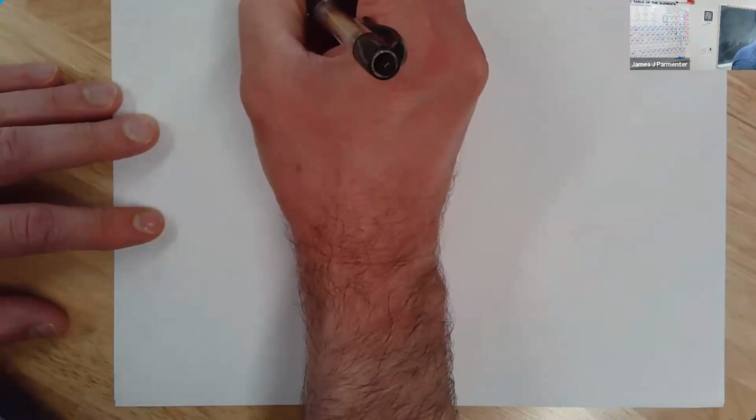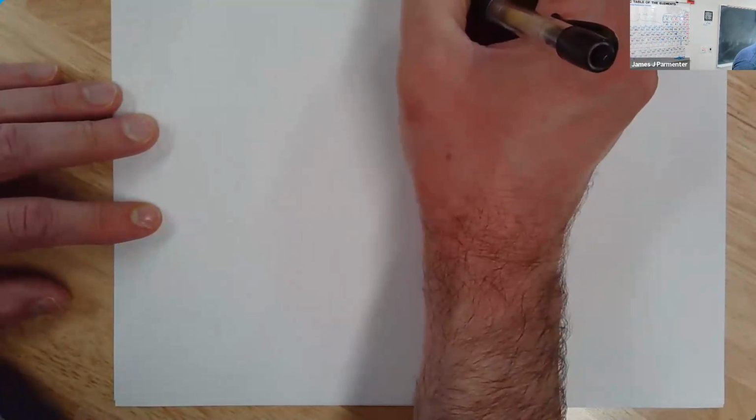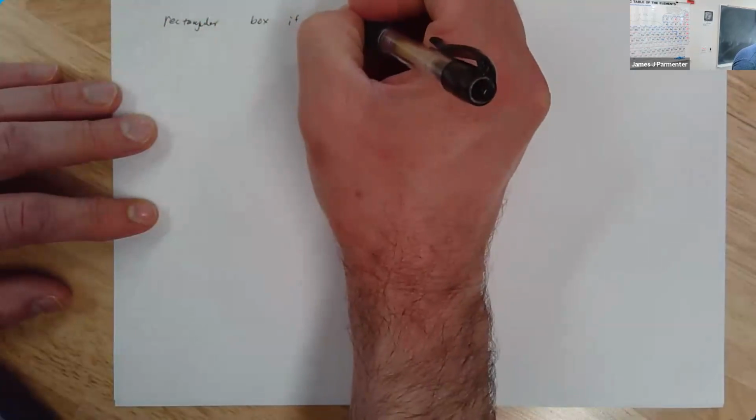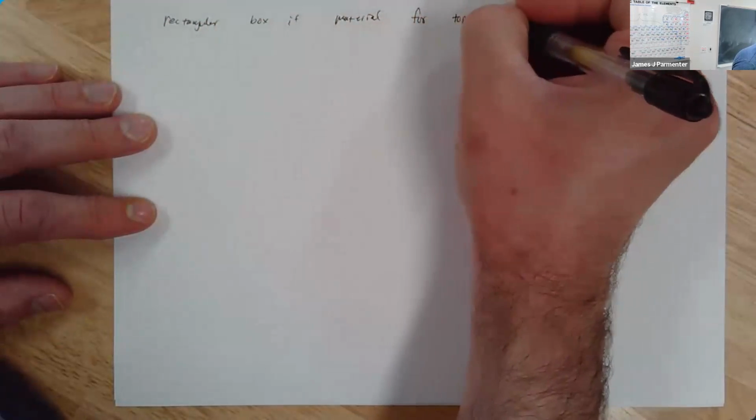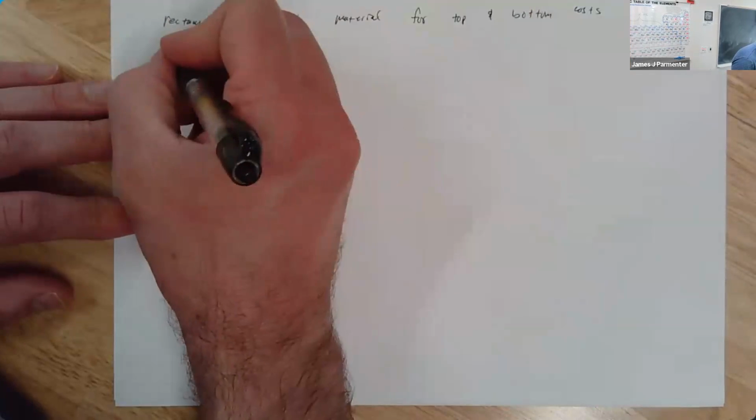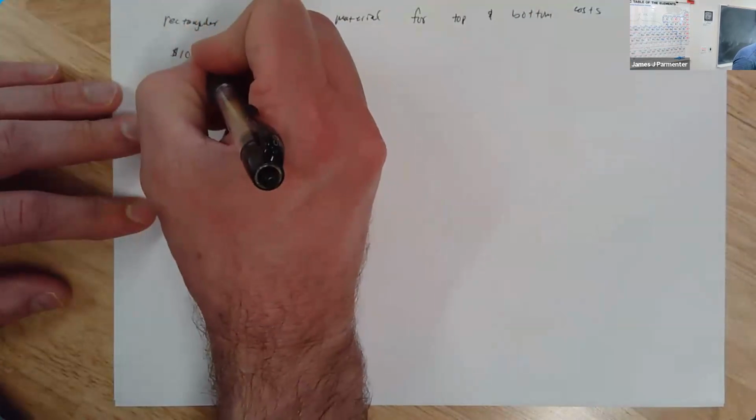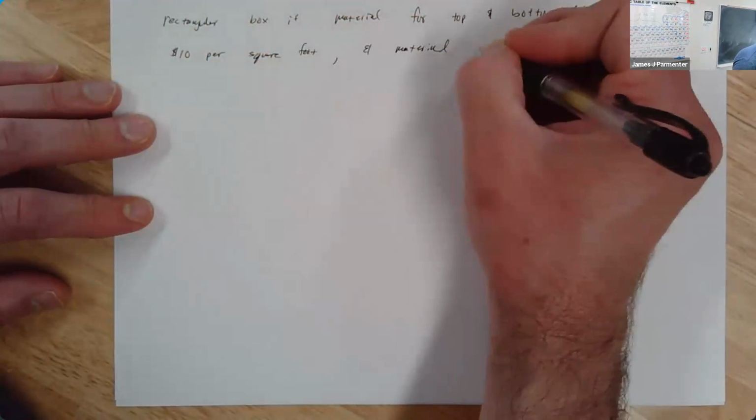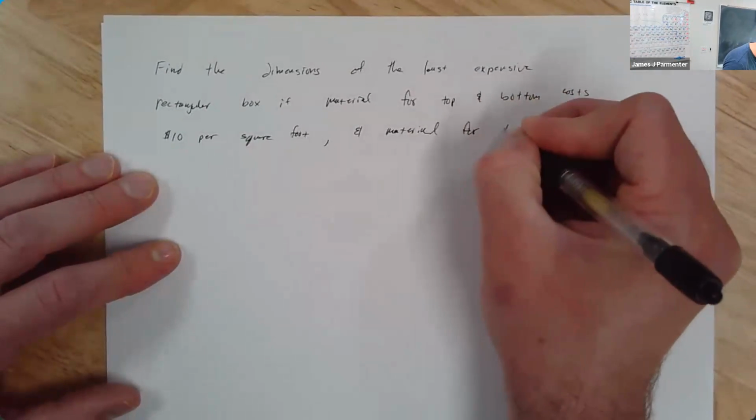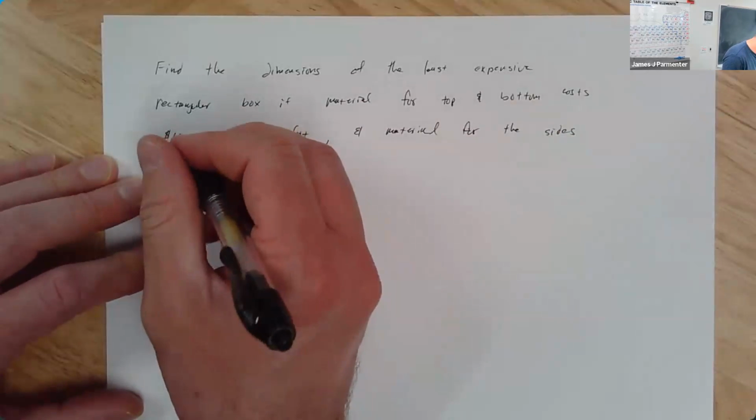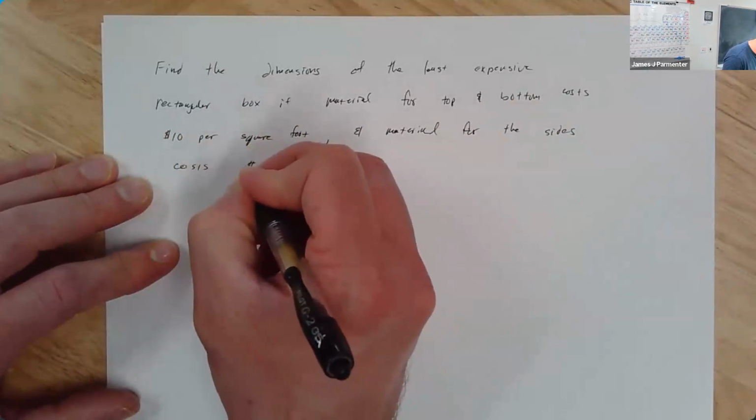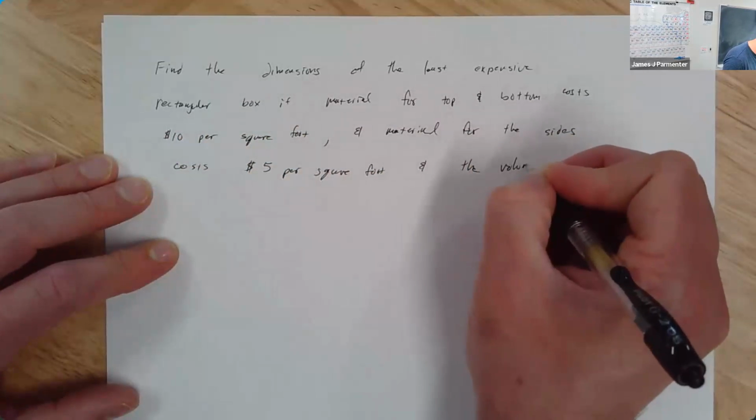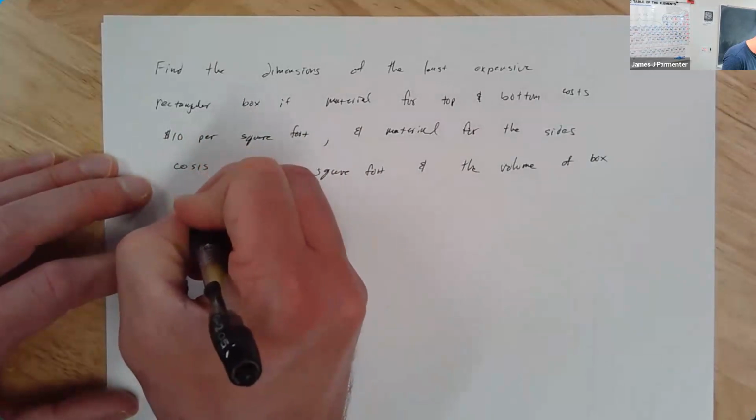So, find the dimensions of the least expensive rectangular box if material for the top and bottom costs $10 per square foot, and material for the sides is $5 per square foot, and the volume of the box must be 16 cubic feet.